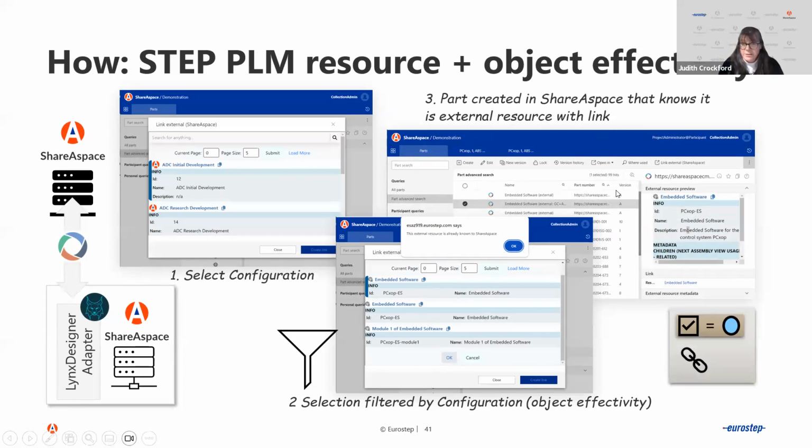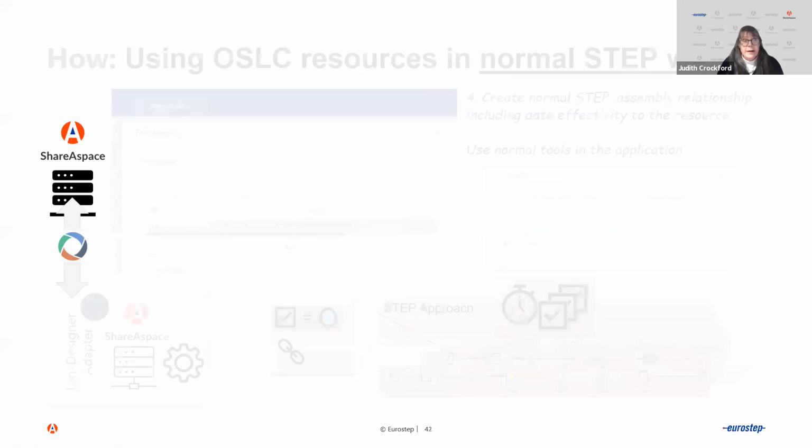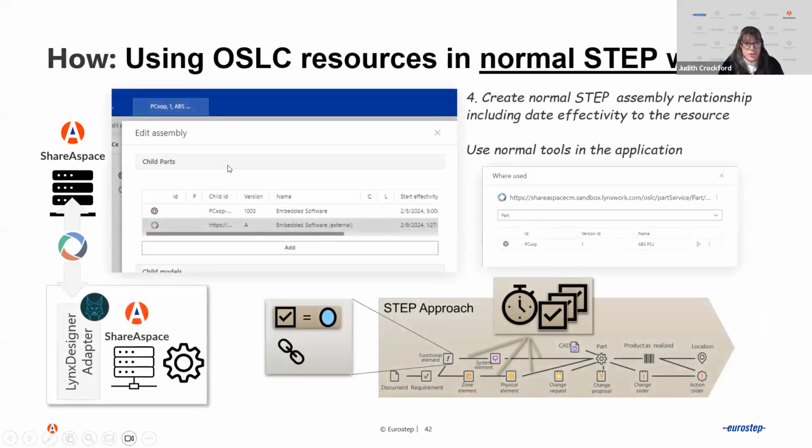This is my list of parts, and one of them, or two or three actually, are those resources that are in a different tool, in the other ShareSpace. Now I've got it, I can just use it as any normal object in the STEP way. So here I am creating the assembly. There's a normal child, and then I can just select this OSLC object as a child, and you can see it's got the effectivity on there.